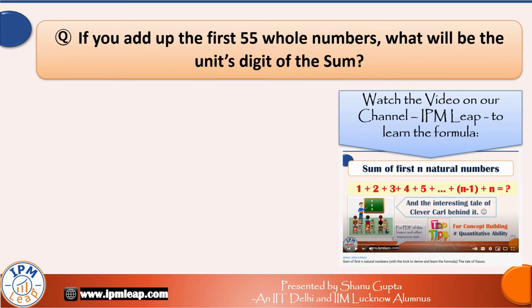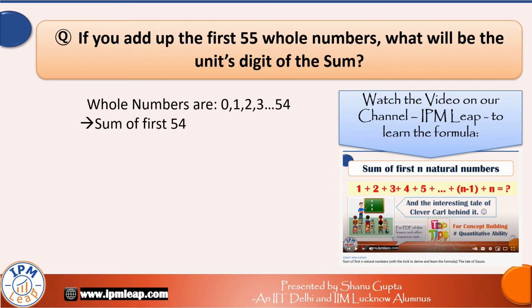Now, whole numbers are all numbers starting from 0, which you can count on your fingertips. Natural numbers start from 1. Sum of first 55 whole numbers will be equal to the sum of first 54 natural numbers. Now, obviously, you won't add these numbers one by one. We will use the formula.